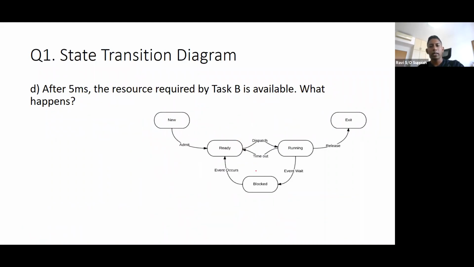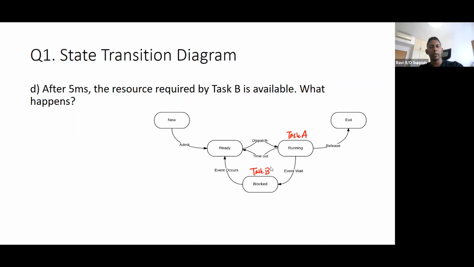Now, currently what is happening? Task B is here blocked because it's waiting for a resource, and task A is in the running state. Now, after 5 milliseconds, the resource required by task B is now available. So what happens? Where will task B go to? Okay, I see some of your answers. Good, all right.